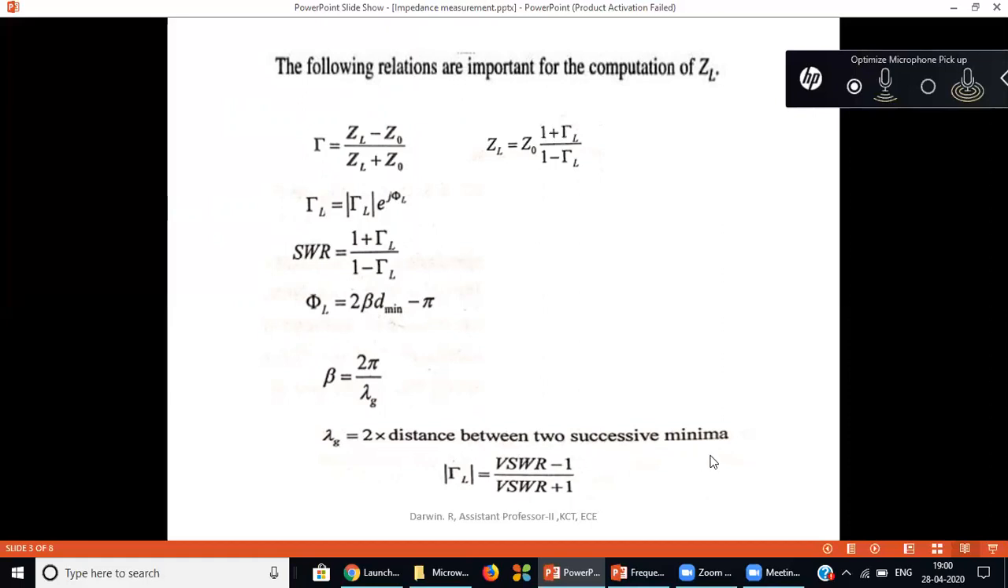So we have taken lambda g equal to 2 into the distance between two successive minima. And we know the formula VSWR equal to (1 plus gamma L) by (1 minus gamma L). From this, we can derive gamma L equal to (VSWR minus 1) by (VSWR plus 1). So these are all the equations we'll be using to find the value of ZL.